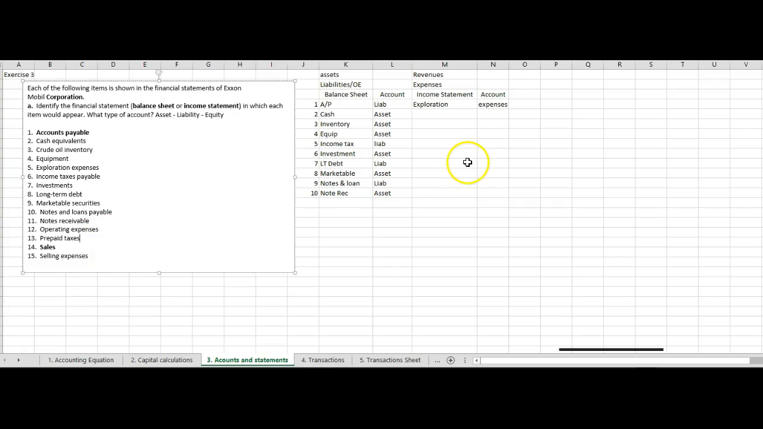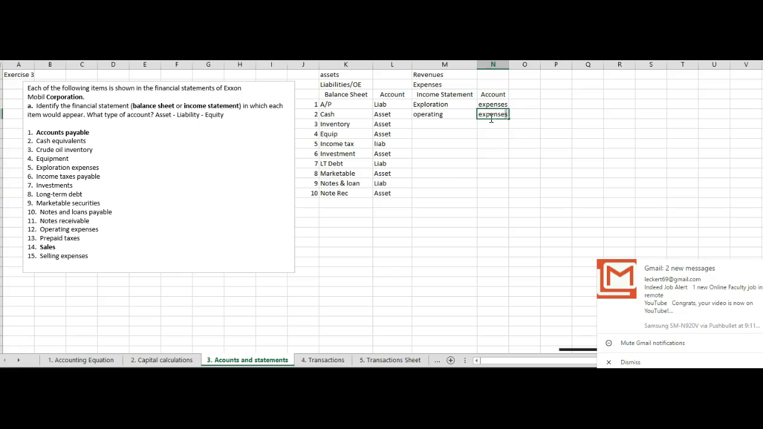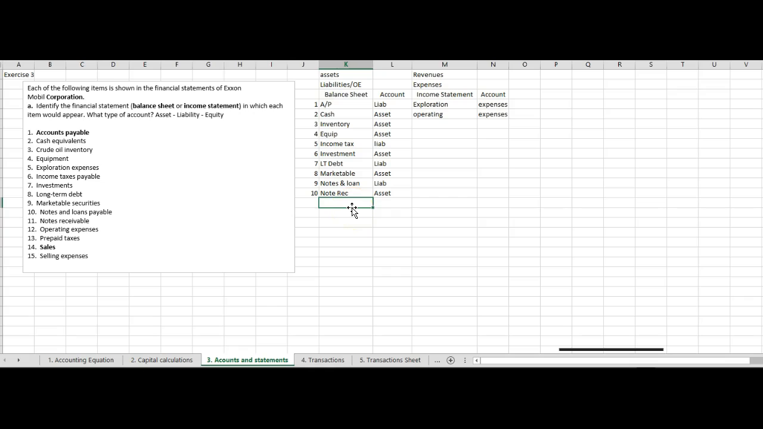So now we have operating expenses. Well, it kind of gives that away, doesn't it? Operating expenses. That's on the income statement and is an expense. So after notes receivable and operating expense, we're going to have prepaid taxes, and anything prepaid is going to be an asset and found on the balance sheet. Here we have one, sales. That's a revenue account, and it's going to be found on the income statement. And finally, we have selling expenses. That kind of gives it away.